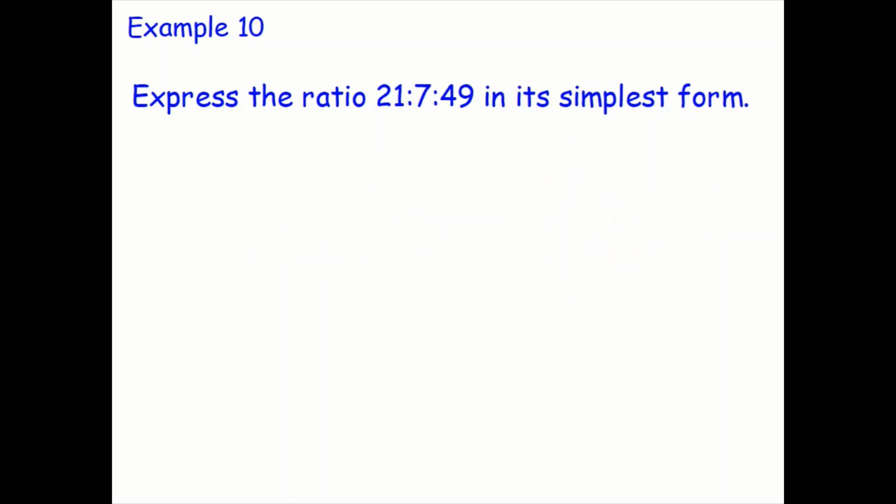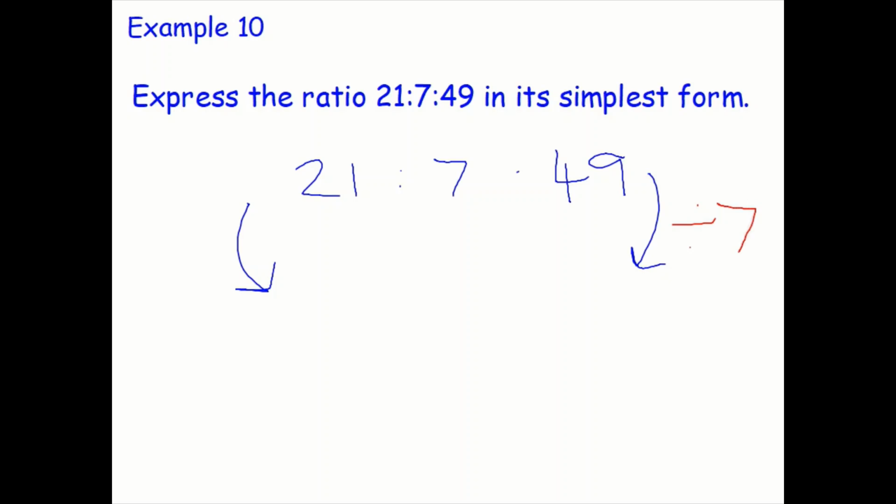And example number 10. 21 to 7 to 49. I've got to find the biggest number that goes into all three of these numbers, 21, 7 and 49. I think the number that goes into all of them there is 7. So divide through by 7 and you get 3 to 1 to 7, and it can't go any further. 3 to 1 to 7 is that ratio in its simplest form.